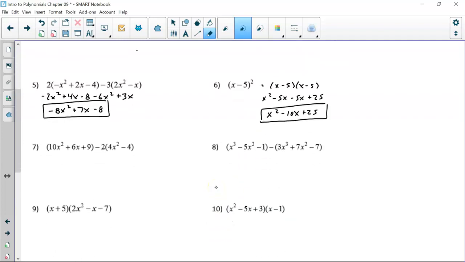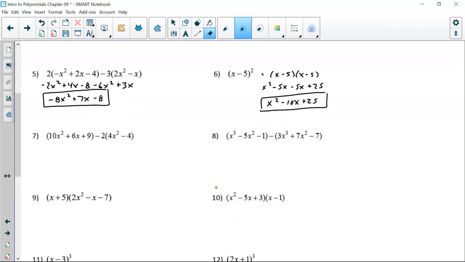We're going to skip to problem number 9 now, please. So for number 9, we're going to multiply. So we're going to distribute the x and the 5 to the trinomial. x times 2x squared is 2x cubed. x times negative x is negative x squared. x times negative 7 is negative 7x. Distribute the 5. So plus 10x squared minus 5x minus 35.